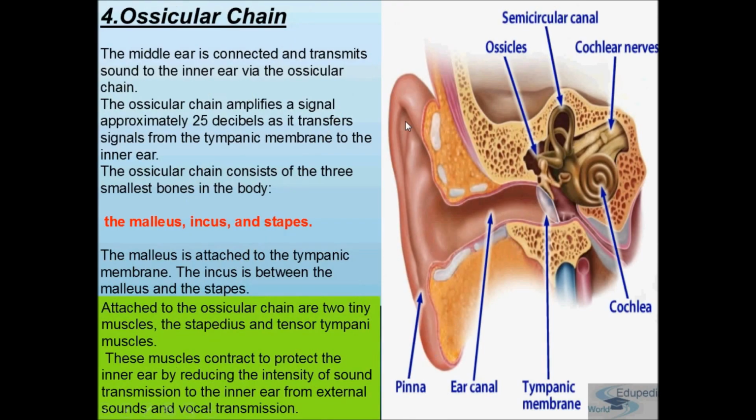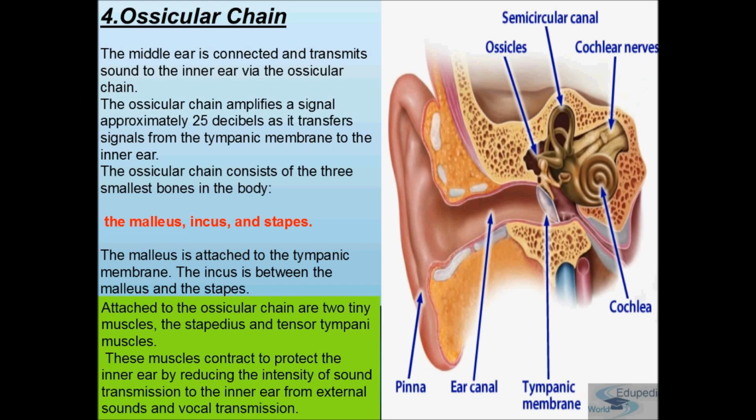Okay, so these were the three components of the middle ear. Now the fourth component of the middle ear is the ossicular chain. Ossicular chain means ear bone chain. There are 3 ear bones which we call ossicles: malleus, incus and stapes. See, the malleus is attached to the tympanic membrane, the incus is this one, and this is the stapes. The stapes is the smallest bone of the human body. Okay, please note that the stapes is the smallest bone present in the human body.